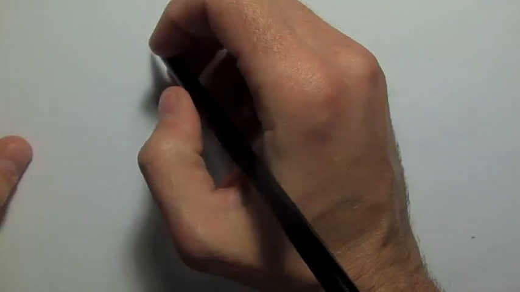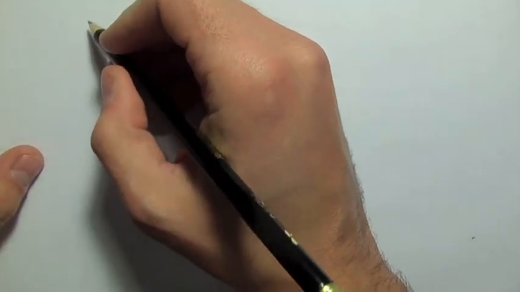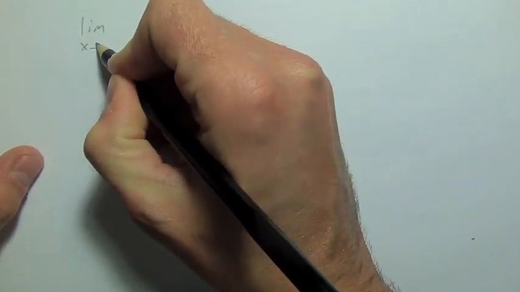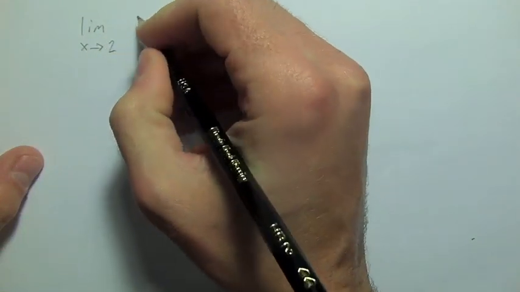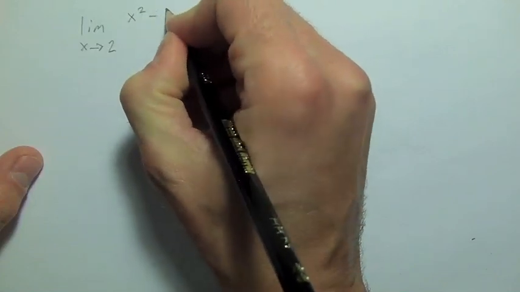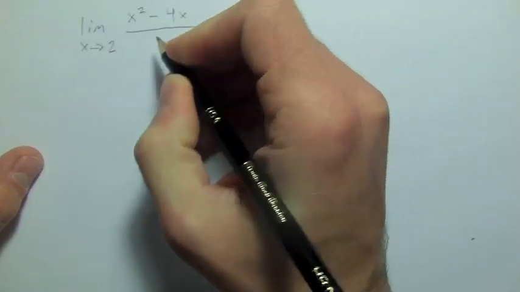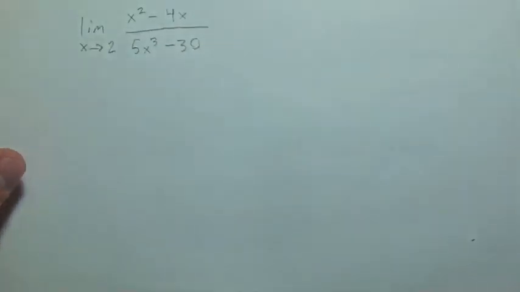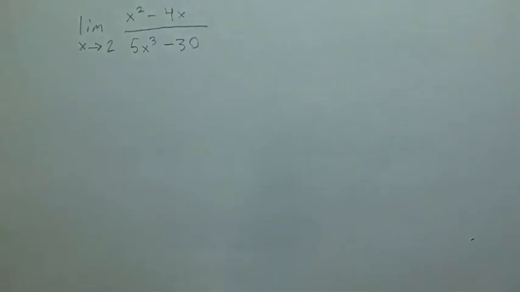Okay, so now we are going to actually try and crank out a couple of limits. Okay. So first of all, let's try the limit as x goes to 2 of x squared minus 4x all over 5x cubed minus 30.